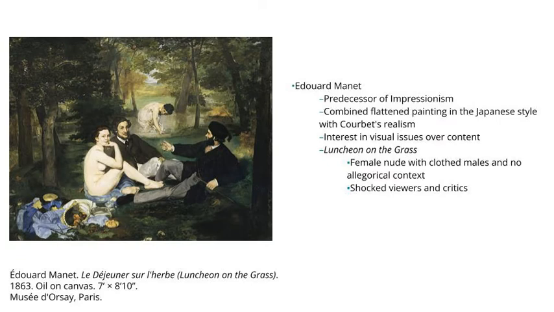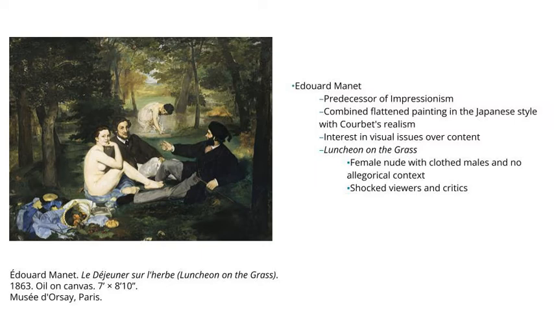And then next, we have Edouard Manet, who was a sort of predecessor of Impressionism, which is what we're about to get into next, who combined the flattened painting of the Japanese style with Courbet's realism. So you'll start to see from here on out, everyone is incredibly influenced by the flat style of Japanese prints. And you might look at this and be like, that doesn't look flat to me. That's got nice shading or whatever. But this was way more flattened out than what people had been doing previously.